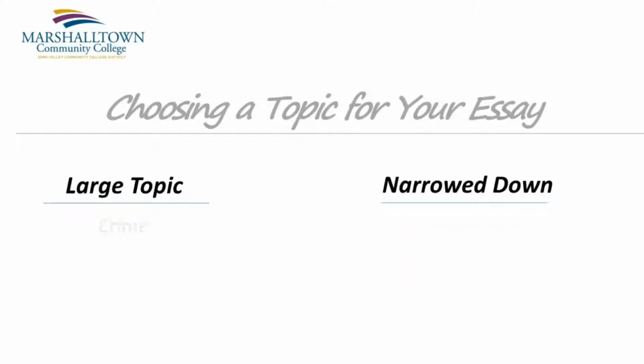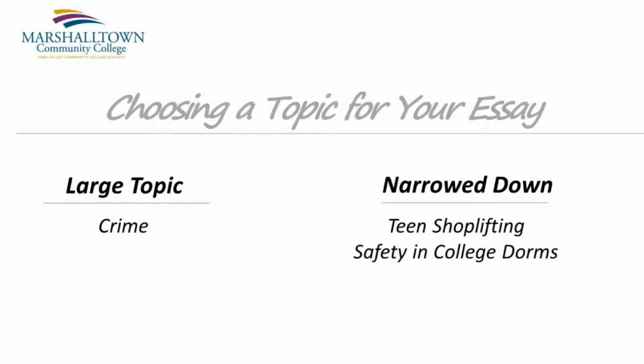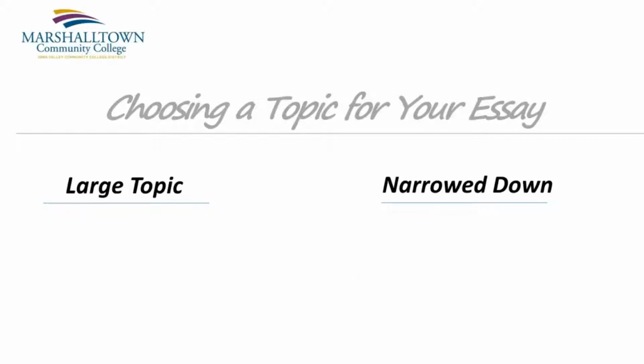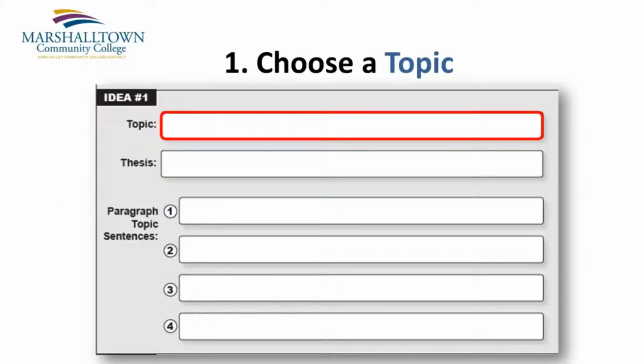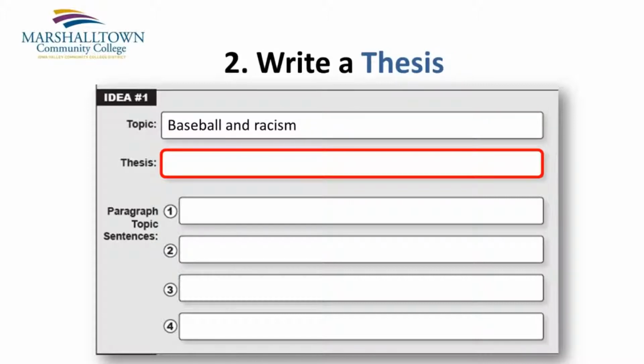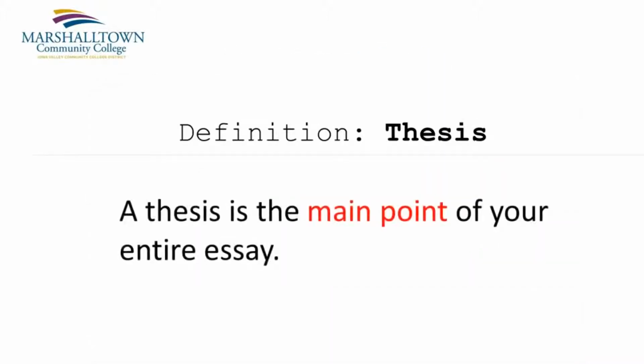How about the topic of crime? Again, this is much too large of a topic to write about in one essay. However, these more narrow topics like teen shoplifting, safety in college dorms, or locking your car doors would be much better choices. How about the topic of baseball? Again, this is much too large of a topic to write about in one essay, but a more narrow topic like baseball and racism or baseball and steroids would be much better choices. In my example here, I think I'll use the topic idea baseball and racism. Next, I'll have you write a thesis statement based on your chosen topic idea. Now, as I mentioned earlier, a thesis is the main point of your essay.